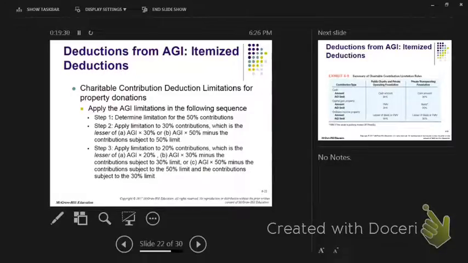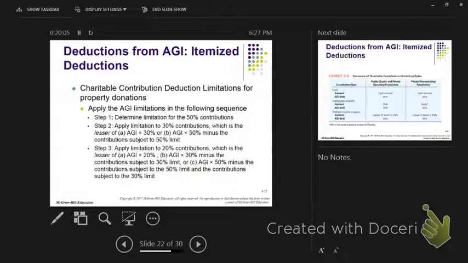First of all, when you look at charity, you can never give more than 50% of your AGI. All right, which makes sense, right? If you make $50,000, you cannot give more than $25,000 to charity. You cannot deduct more than half of what you make in charity. The second thing is there's what's called 30% contributions. Those are where you take the lesser of your AGI times 30%, or your AGI times 50% minus the contribution subject to that 50%.